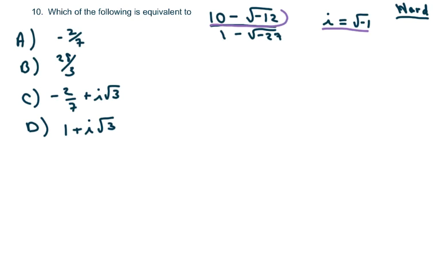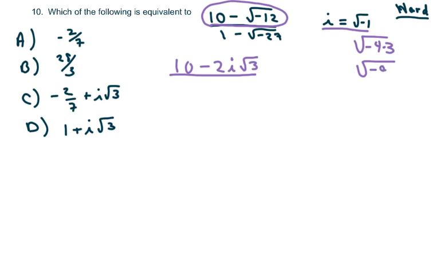So I'm going to rewrite this as 10 minus, and I'll write over here, this can be written as negative 4 times 3. So that's basically 2i square root of 3. And the denominator, this negative 27, can be written as negative 9 times 3, so it's 1 minus 3i square root of 3. Alright? So just simplifying radicals here.